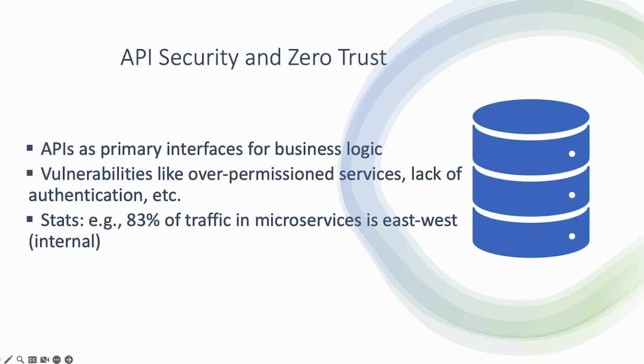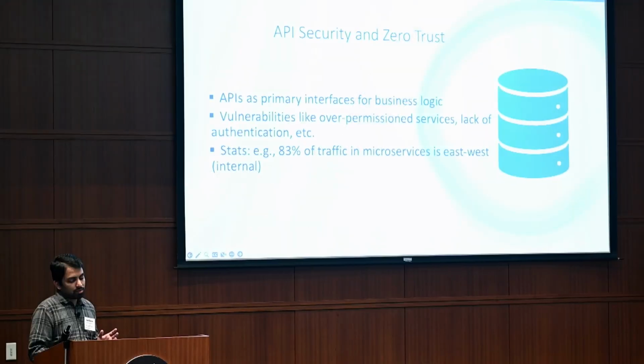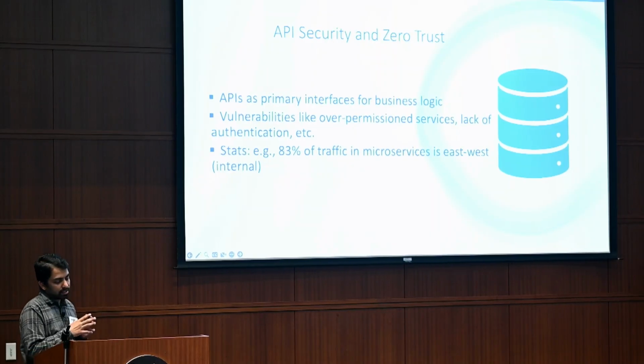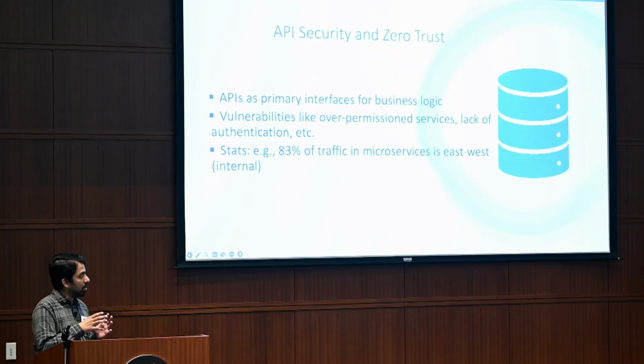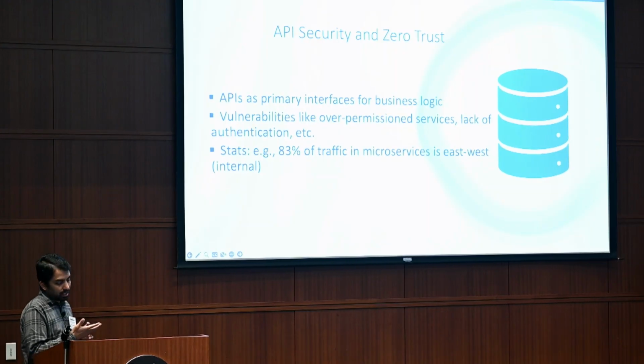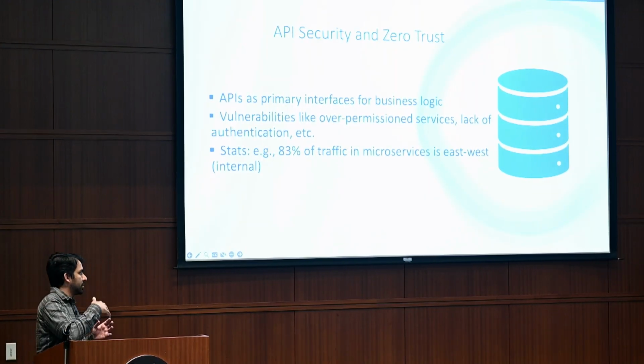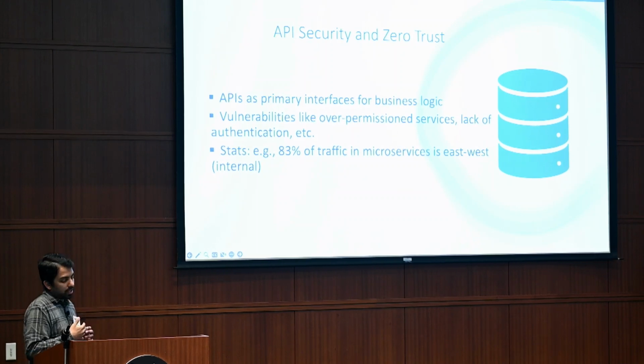when we look at the key pillars of zero trust and why zero trust is essential at the API layer. In today's modern world, whenever you build any application, the first thing you probably want to expose to the user is a bunch of APIs. And 83% of the traffic in microservices is internal east-west. What I mean by east-west traffic is traffic within the data center or within the cluster, and north-south traffic would be coming into the cluster from an external point.